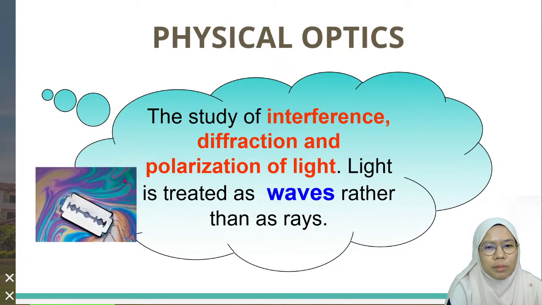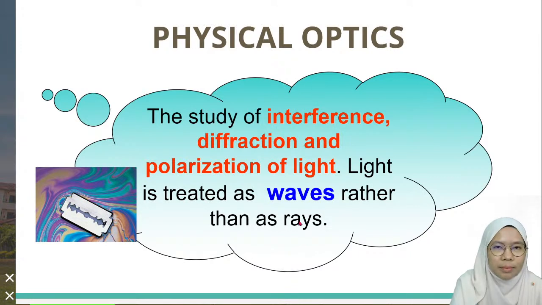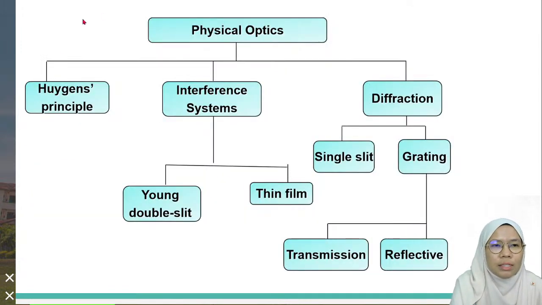So this is an example of polarization of light, where we can see a colorful formation, for example, on the surface of an oil spillage. Awak tengok dekat minyak kalau ada atas tanah tu kadang-kadang ada macam rainbow color. So that is polarization of light. So remember, in physical optics, we are treating light as wave rather than as rays. Gelombang versus sinaran. So this is the overview of what you are going to learn in chapter 7.